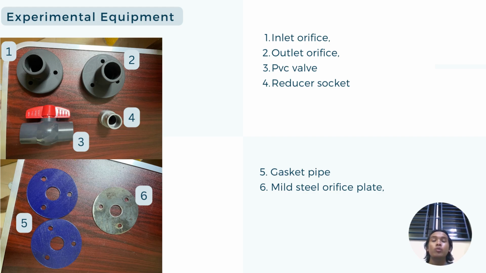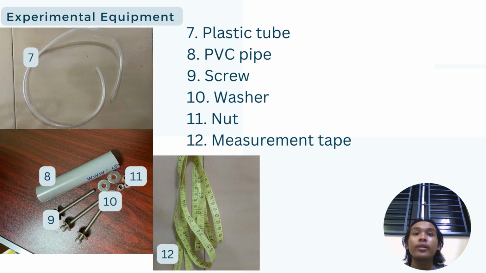For the experimental equipment, we use inlet and outlet orifice, PC valve, reducer socket, a pair of gaskets, and a mild steel orifice plate. Then, we use a plastic tube for our manometer in the experiment, a PVC pipe, screw, washer, nut, and lastly, we use a measuring tape for measuring the values in the experiment.